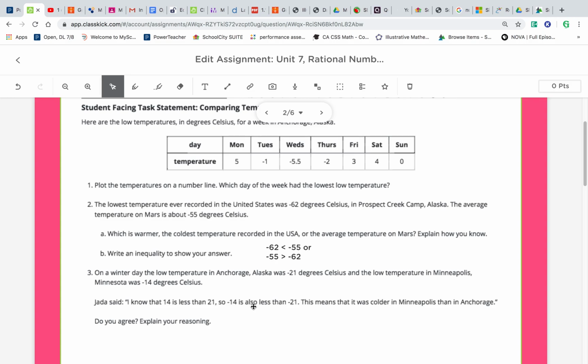It's the other way around. Negative 14 is more than negative 21. So negative 14 is warmer than negative 21. So Anchorage is warmer. So we disagree with Jada. Sorry, Jada.